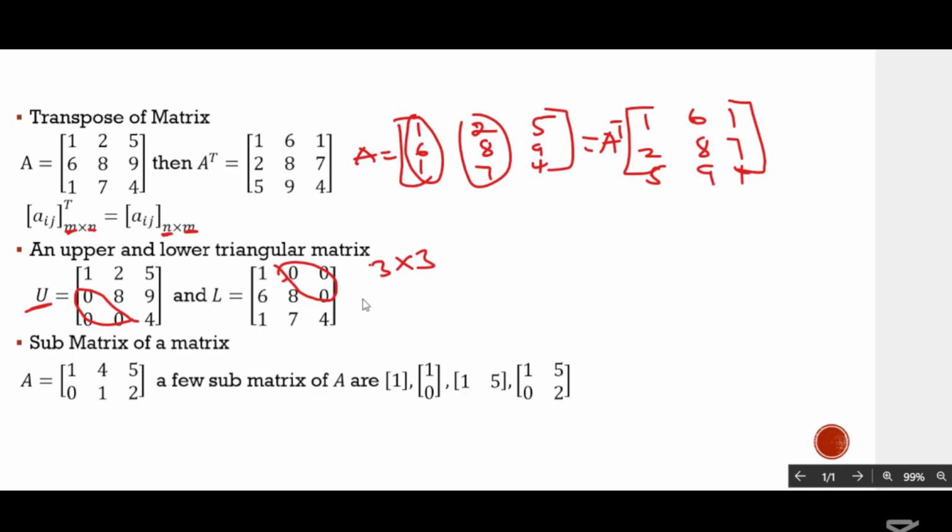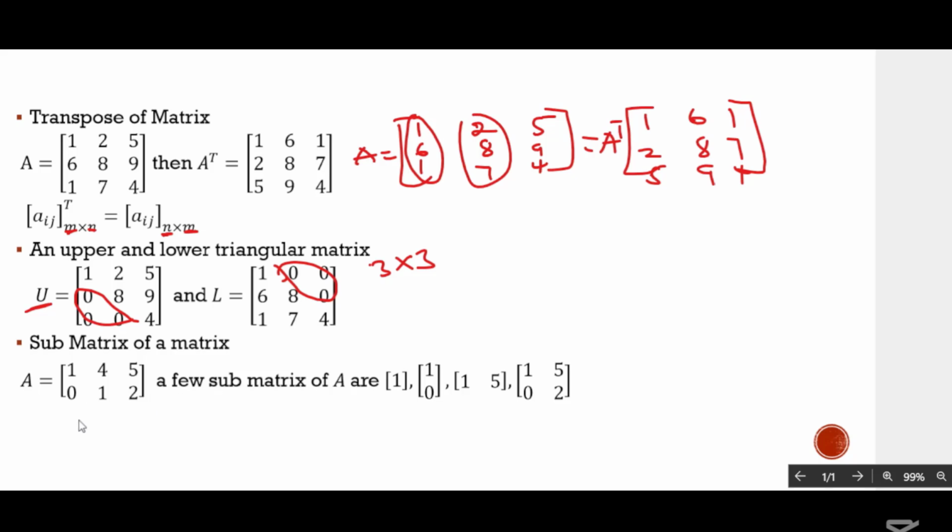I don't want to waste time on it. A singular matrix is a matrix that has its determinant equal to 0. And then we have a non-singular matrix whose determinant is not 0. Now let's look at another special matrix called the submatrix of a matrix.